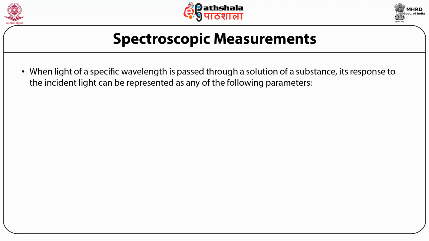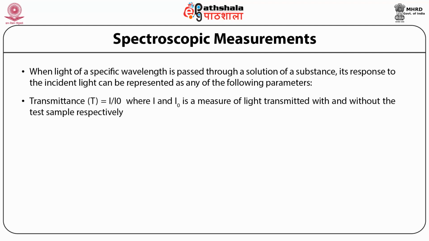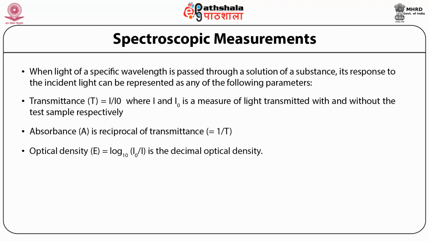So more reliable or more accurate measurement is for transmittance, which is the ratio of the light that gets transmitted with the sample to the measure of light that gets transmitted without the sample. So transmittance, that is depicted by T, is equal to I upon I0, while absorbance is the reciprocal of transmittance. A more accurate one is the representation of this absorbance by optical density, which is decimal optical density. So E is equal to log to the base of 10 I0 upon I.